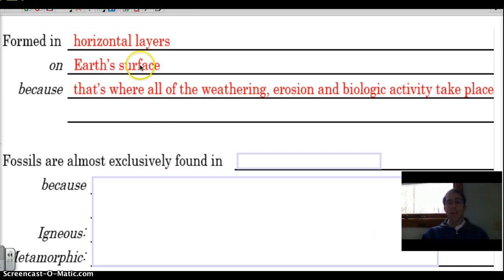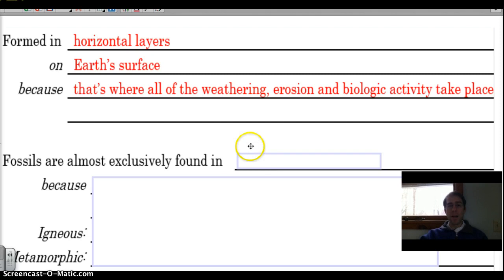They happen at the Earth's surface because that's where all these processes of weathering, erosion, biological activity, deposition, all those things happen. That's why a lot of the rocks that we see at the surface are sedimentary, because that's where these rocks are created.